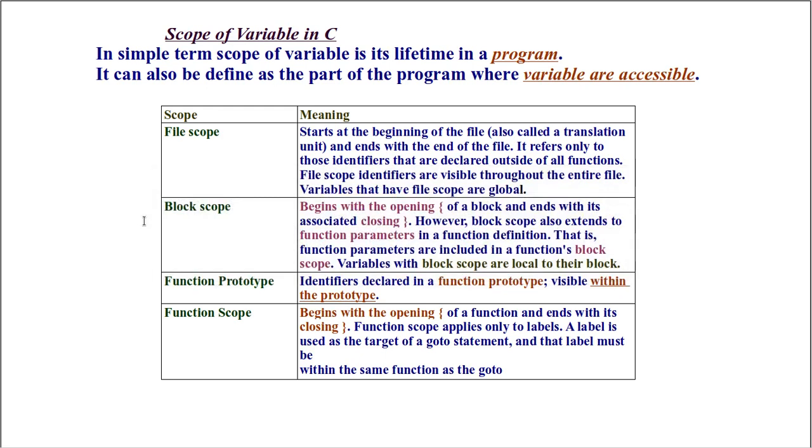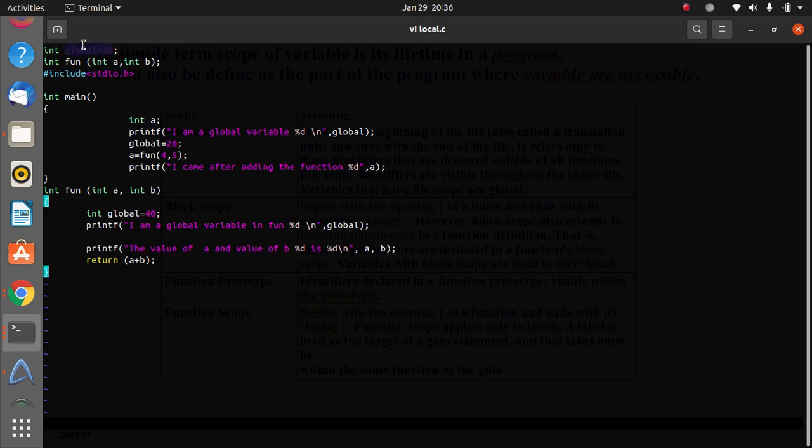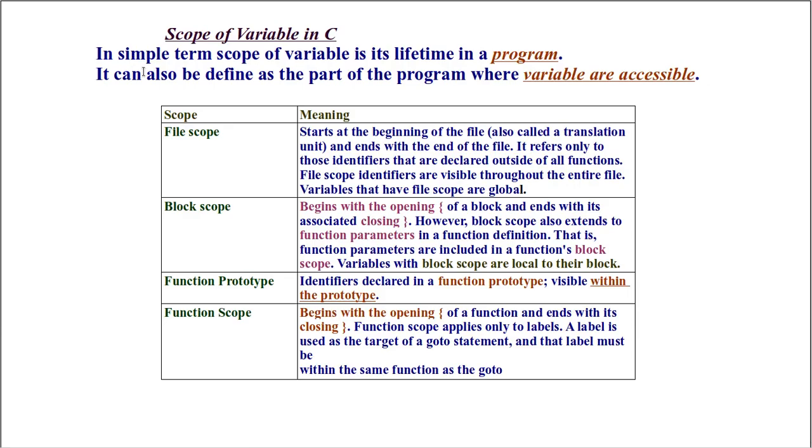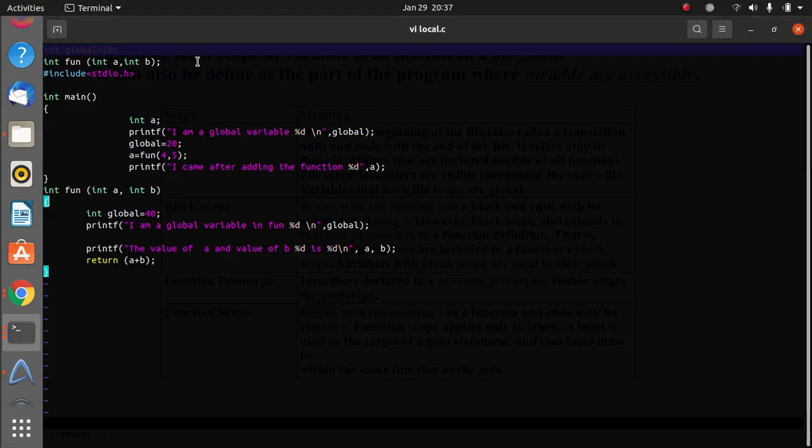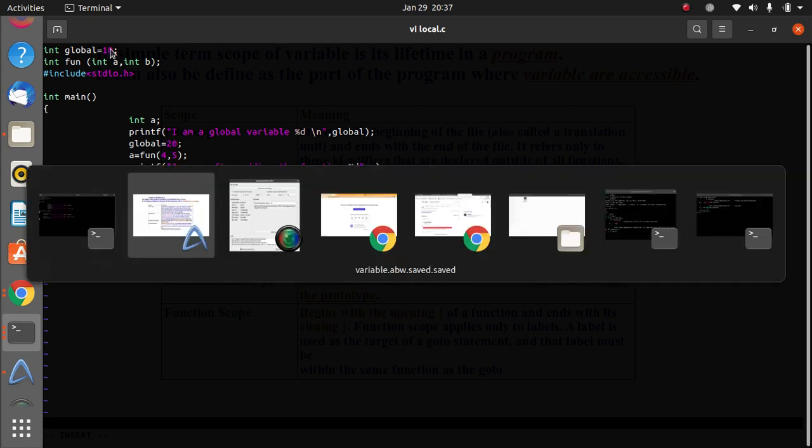So basically there are 4 types of scope in C: file scope, block scope, function prototype scope and function scope. When we talk about file scope, a global variable is declared at the top, at the starting of your file. Any variable declared at the start of the file is known as file scope. Basically global scope is also known as file scope. File scope starts at the beginning of the file and ends with the end of the file. Any variable whose scope starts at the start of the file and continues till the end of the file is known as a global variable or file scope.